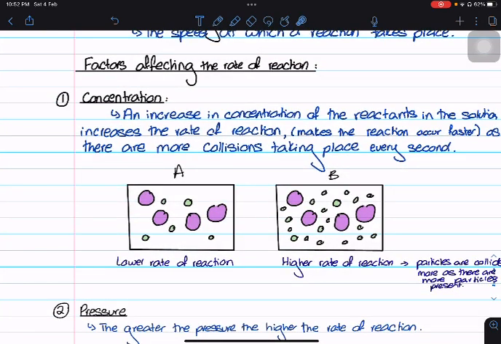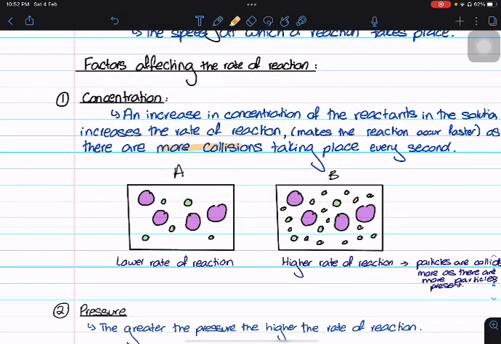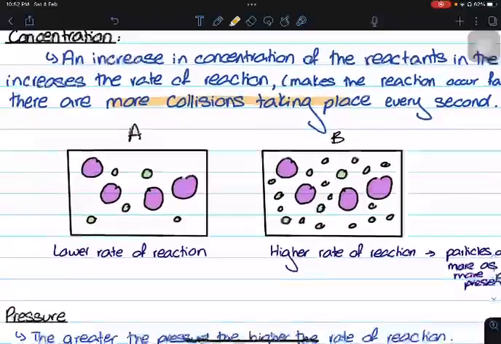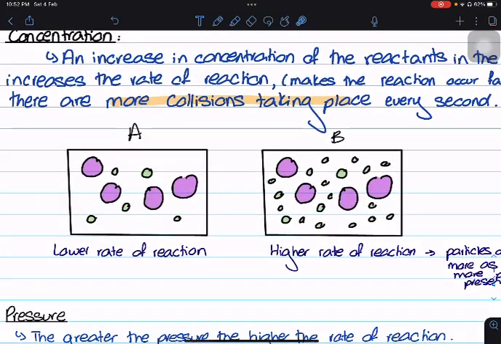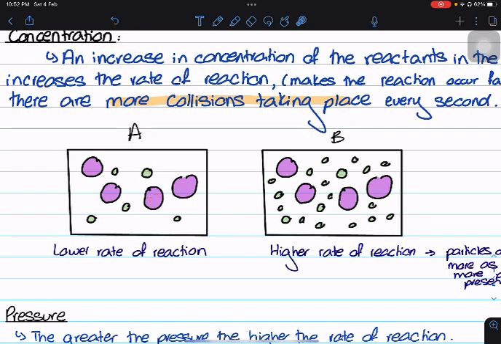If you increase the concentration of any one of the reactants, the rate of reaction would increase as there would be more collisions taking place. Sorry, let's make this bigger. There'd be more collisions taking place. For example, if we look at situation A and B, we can see reactant number one and reactant number two.